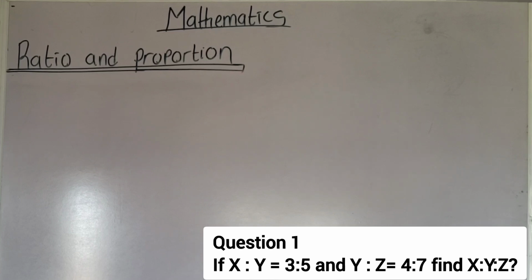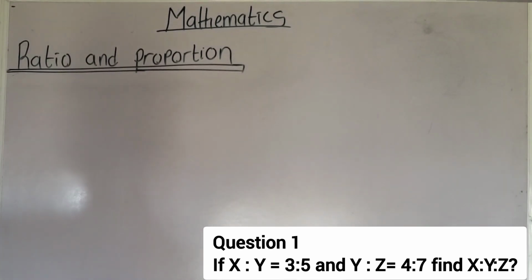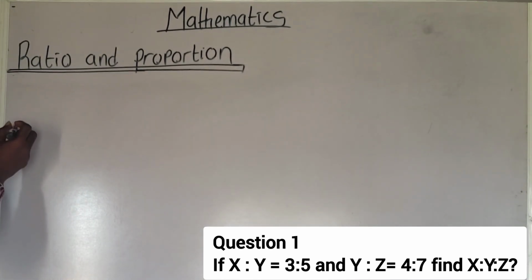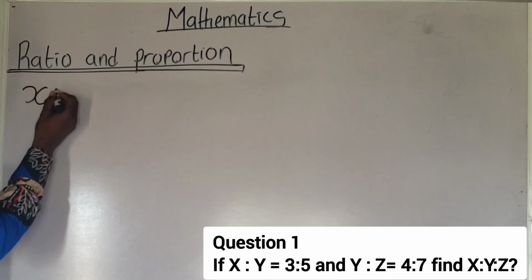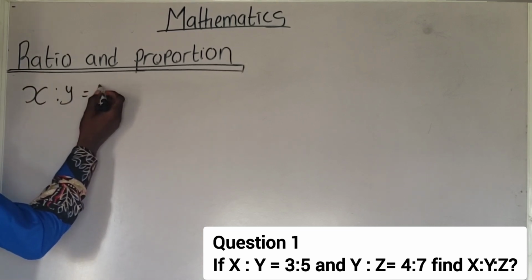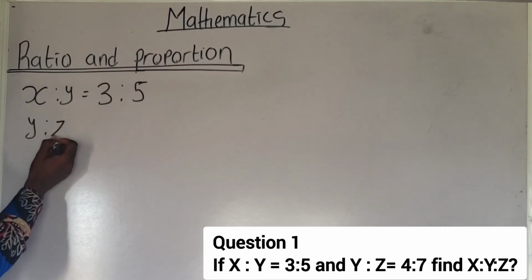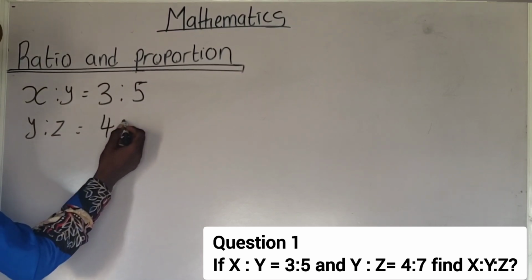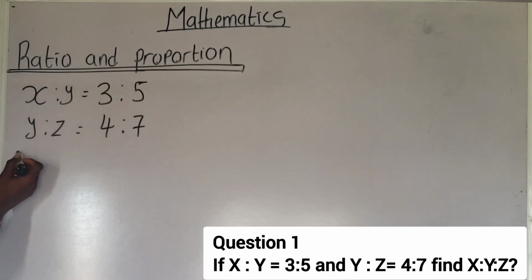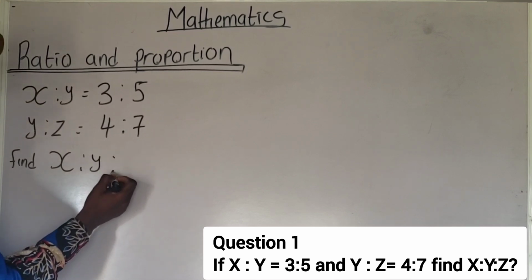If the ratio x to y is equal to 3 to 5 and y to z is equal to 4 to 7, find the ratio x to y to z. We are given that x to y is equal to 3 to 5, and y to z is equal to 4 to 7. Now we are asked to find x to y to z.